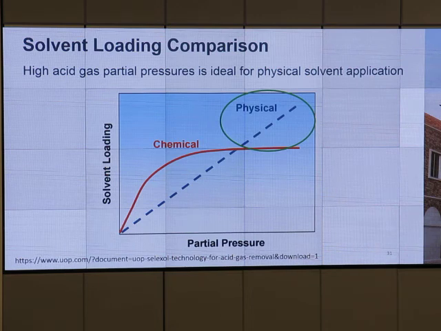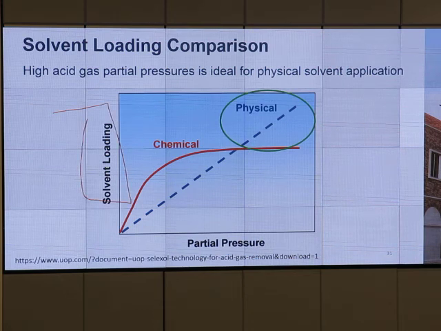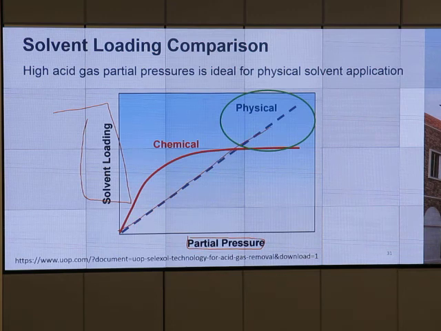The good thing with this is, look at this part, partial pressure and solvent loading. If we have a lot of partial pressure, meaning a lot of H2S and CO2 in the gas stream, you increase solvent loading. More solvent, handle more acid gas. That is physical solvent.